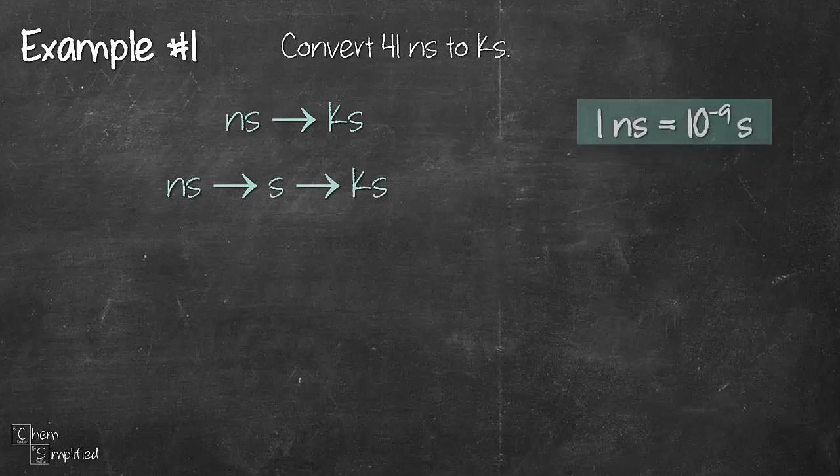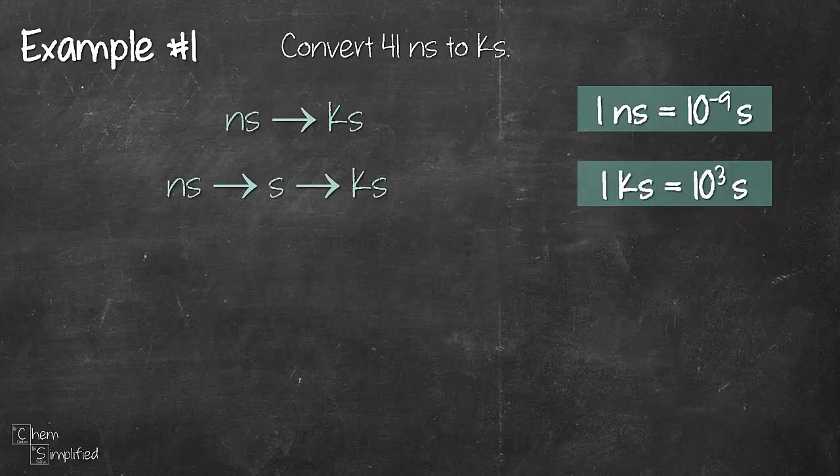So recall, nano is 10 to the power of -9, so 1 nanosecond is 10 to the -9 second. And then we go from second to kilosecond. So 1 kilosecond is 10 to the power of 3 second. Knowing these two prefixes is what we're going to need to convert from nanosecond to kilosecond. So let's start with what we are given, 41 nanosecond.